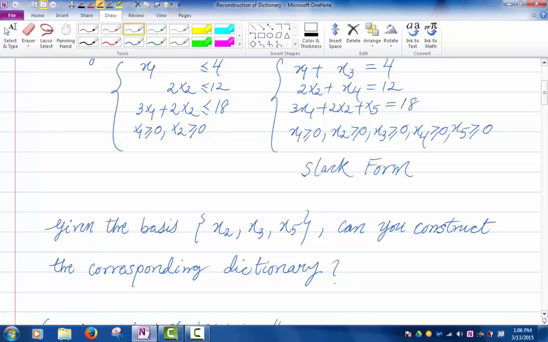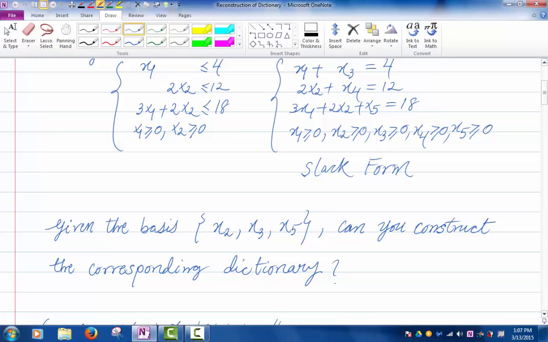Suppose that I tell you that one of the dictionaries in simplex had a basis x2, x3, x5. So at some point during the simplex, the basis set consisted of x2, x3, x5. Can you come up with that dictionary without starting from the beginning?